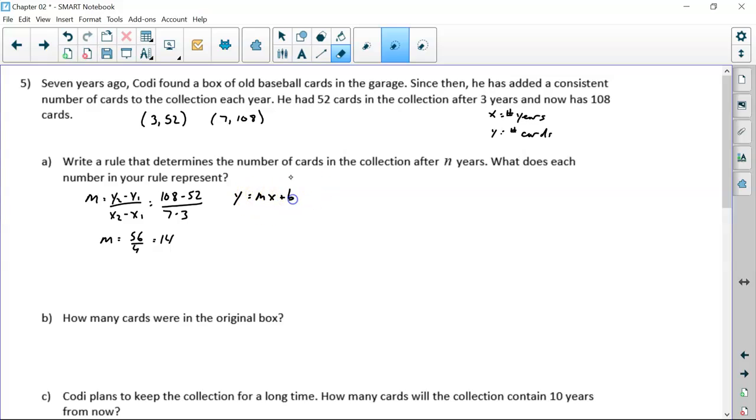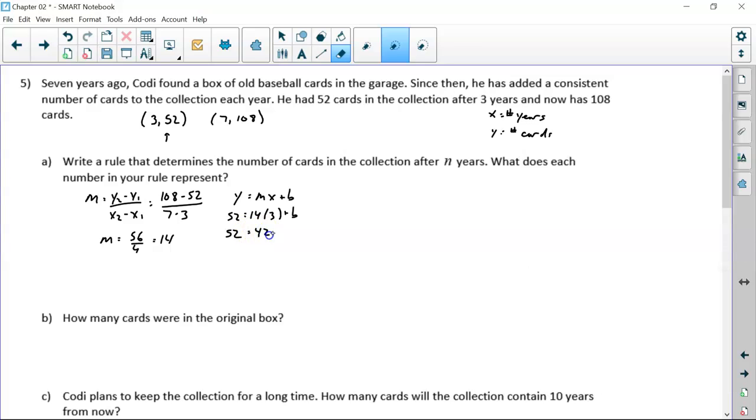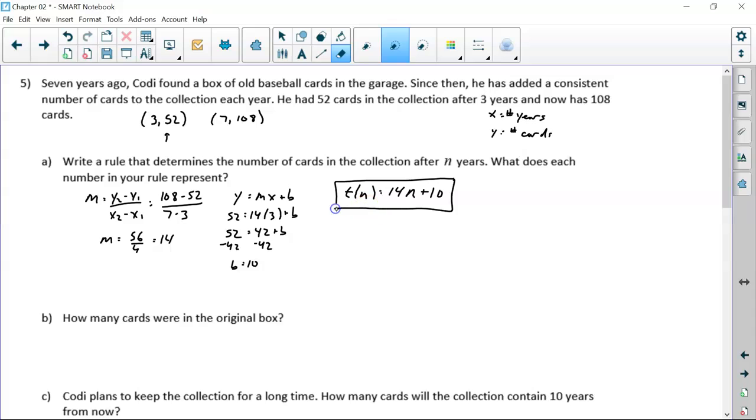So use that y equals mx plus b. Pick a point. I'm going to do 3, 52. So 52 equals 14 times 3 plus b. 52 equals 42 plus b, subtract 42 from both sides, b equals 10. So we have our equation, t of n equals 14, our slope, times n plus 10. That's the sequence. That's the rule for collecting the baseball cards.